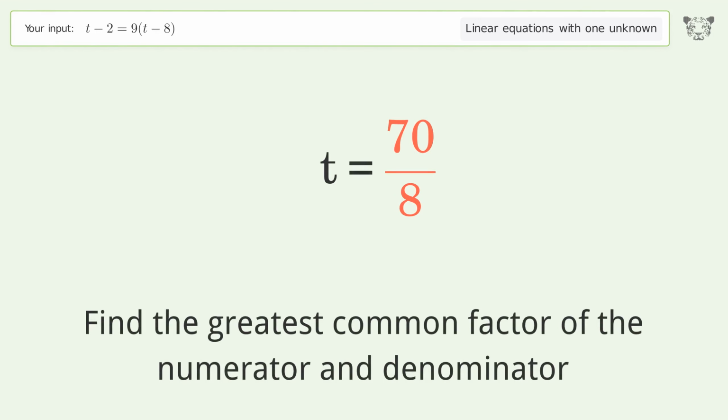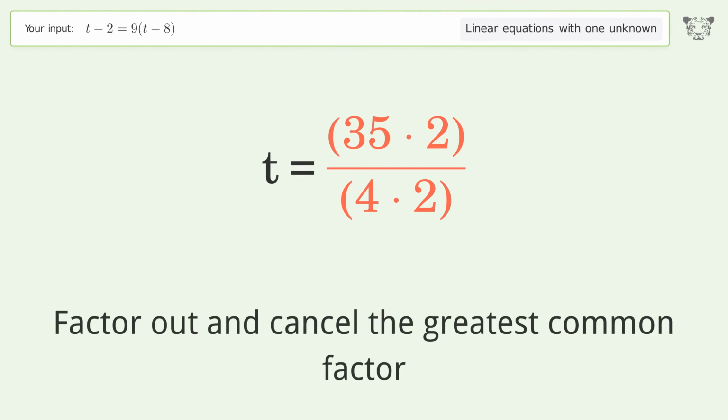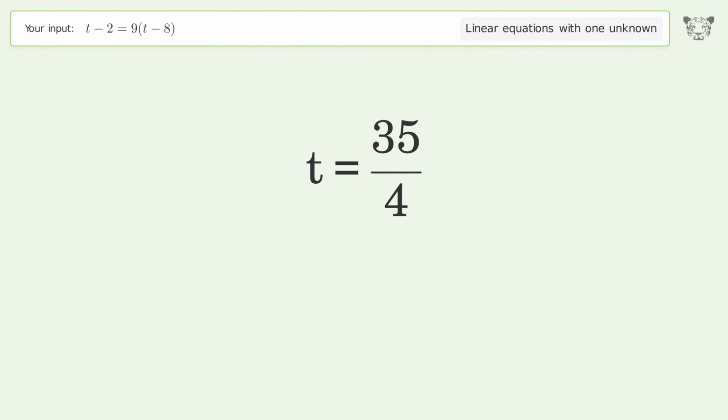Find the greatest common factor of the numerator and denominator. Factor out and cancel the greatest common factor. And so the final result is t equals 35/4.